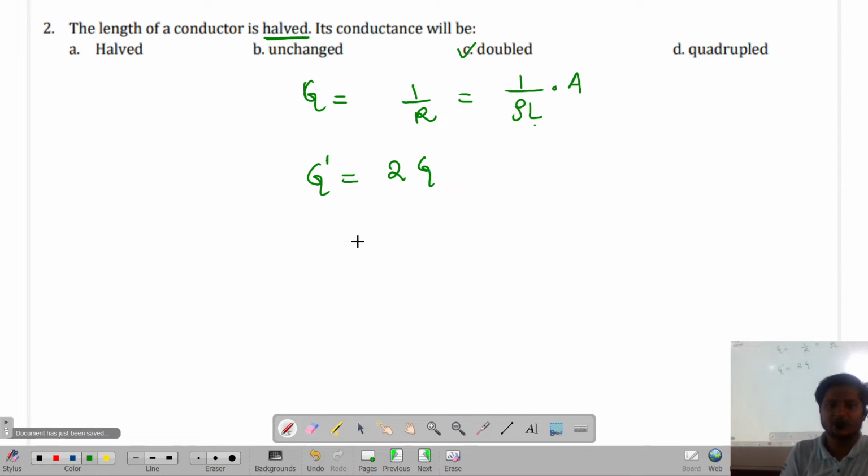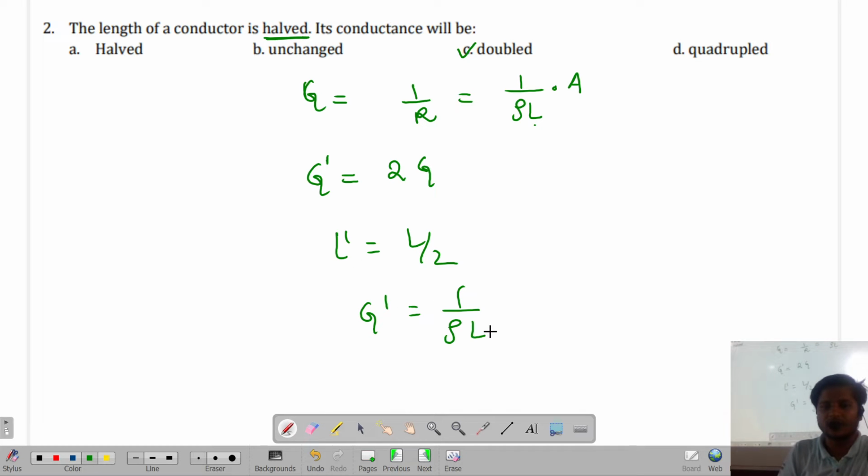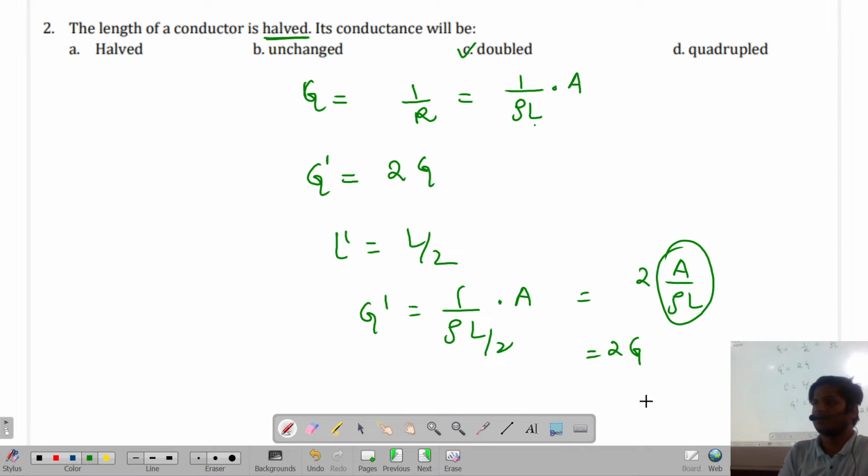It becomes double. Why? Because L prime is now L by 2. So G prime is nothing but 1 by rho L by 2 into area A. 2 goes up, so 2A by rho L. This is G. So G prime is twice of G. Got it or not? Yes or no? So option C is correct. Okay.